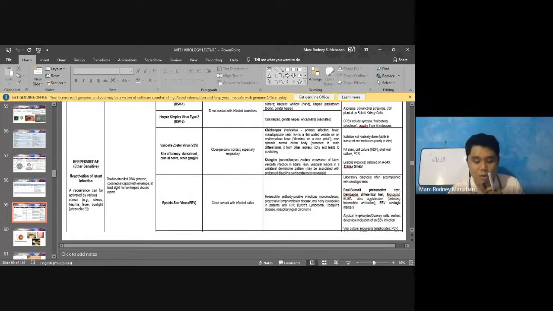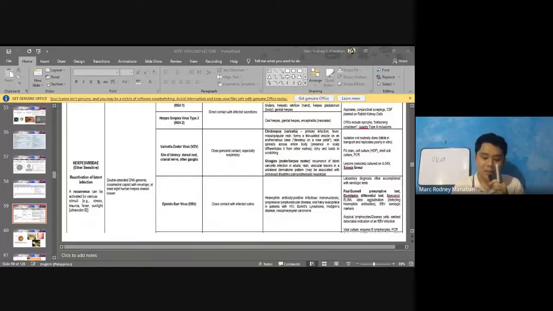For infectious mononucleosis, of course, the most common complaint of the patient is fatigue. Aside from that, there's lymphadenopathy, there is splenomegaly, and also exudative pharyngitis. So a sore throat with pus-producing exudate. Lymphadenopathy, your lymph nodes enlarge, you have splenomegaly also, and exudative pharyngitis.